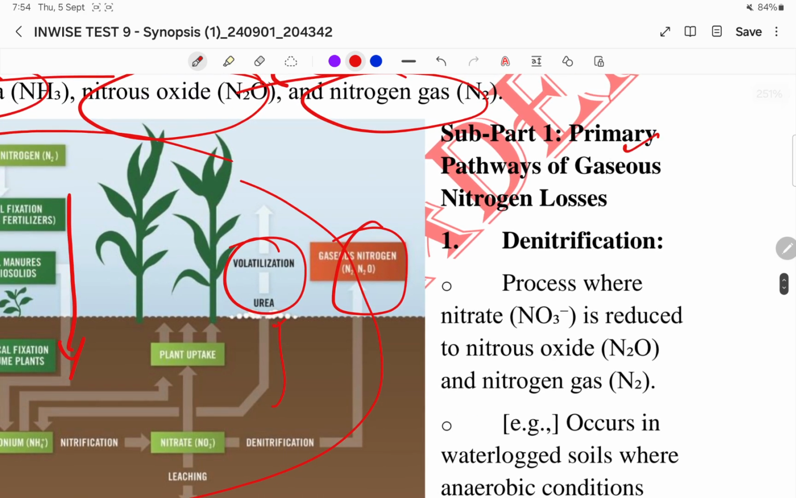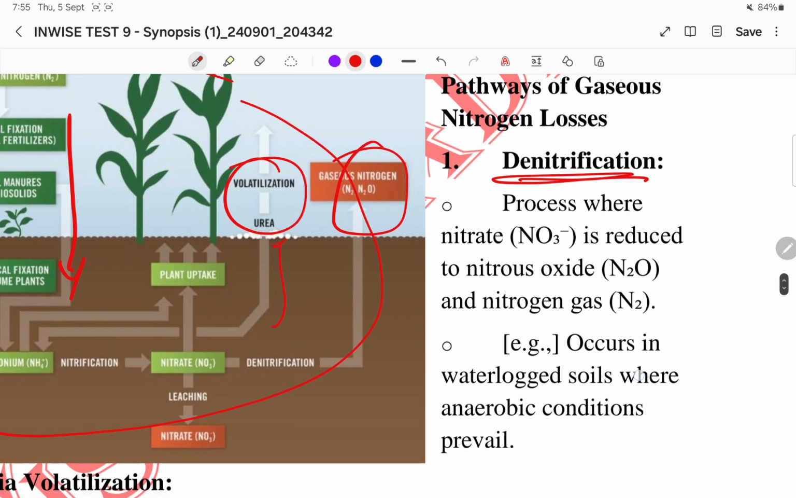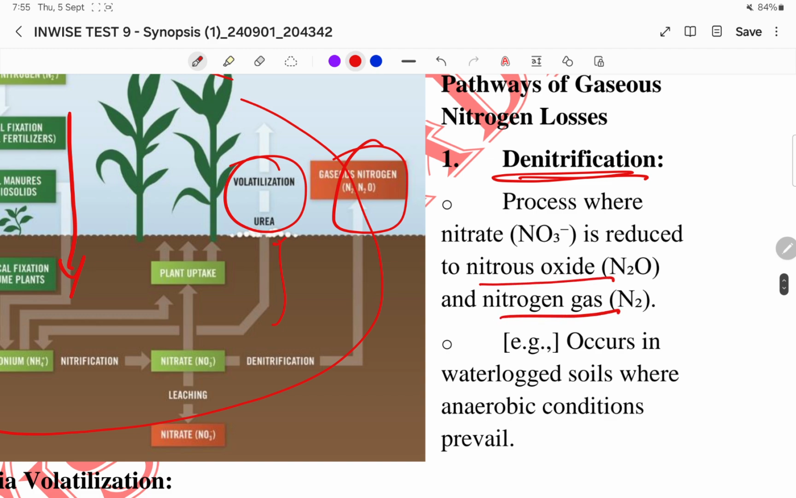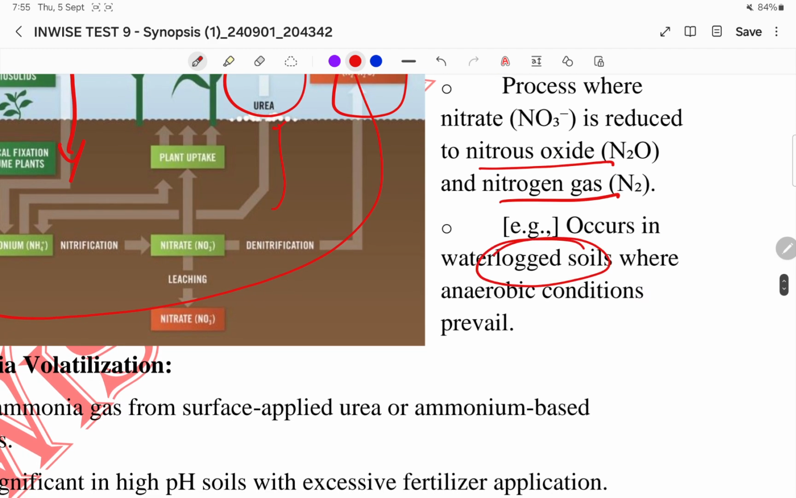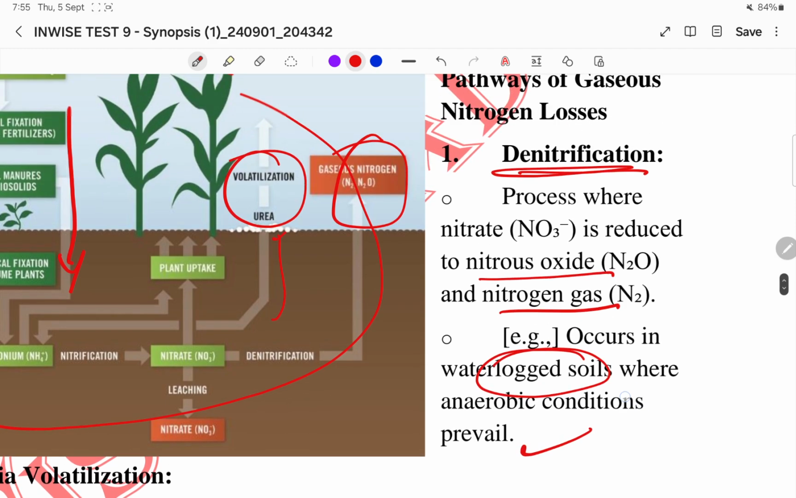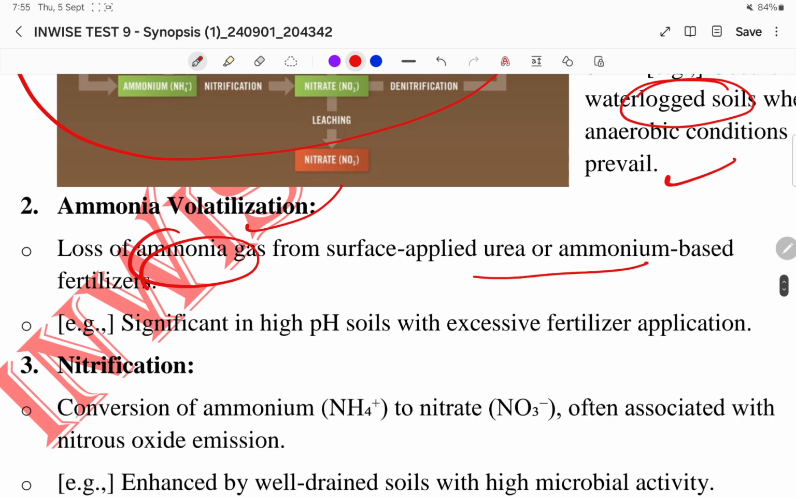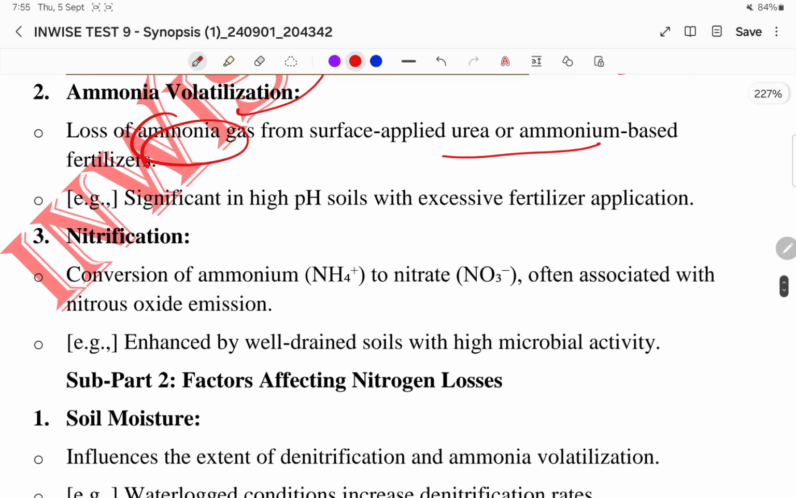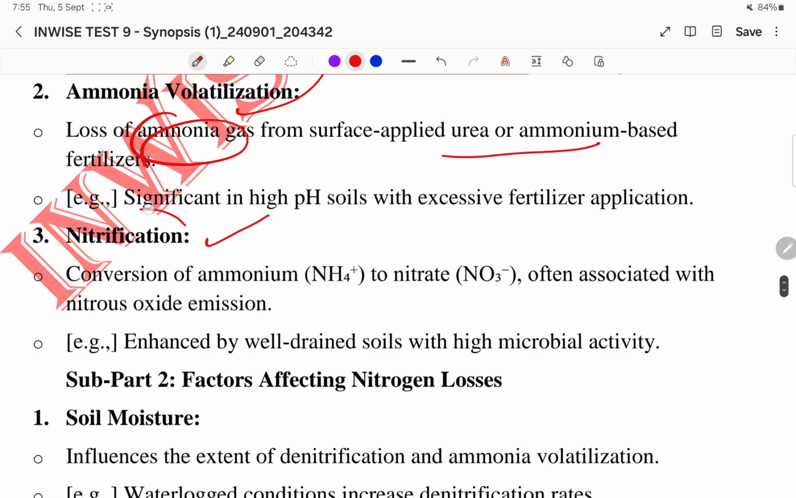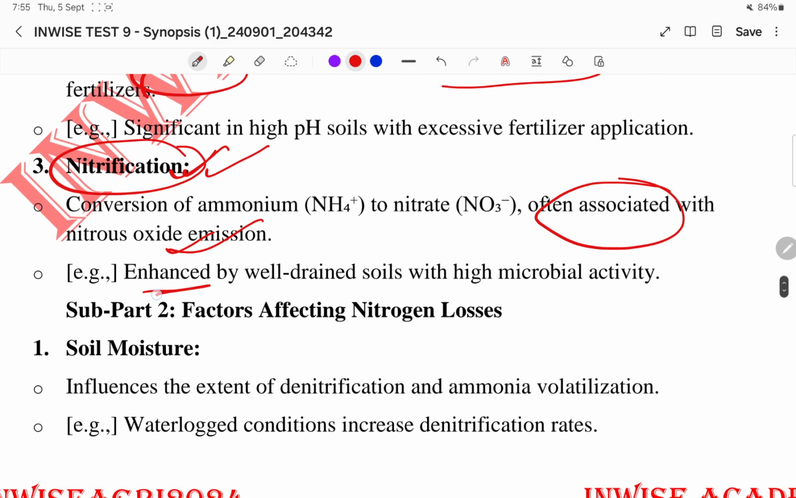Subpart 1, what are the primary pathways? Of course, denitrification. They reduce the nitrous oxide into nitrogen gas, occurring in waterlogged soils where anaerobic conditions prevail. There it will occur, right? Then ammonia volatilization, loss of ammonia gas from surface applied urea. Then come to nitrification also. Nitrification fixes, but it is often associated with nitrous oxide emission also, as some part of nitrogen is lost through this action. Okay, it is enhanced by well drained soils with high microbial activity.